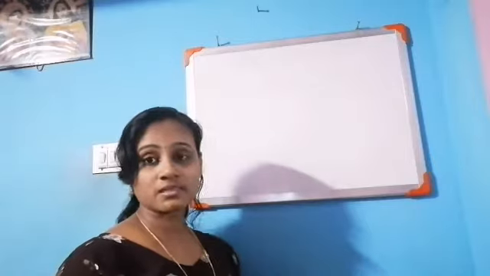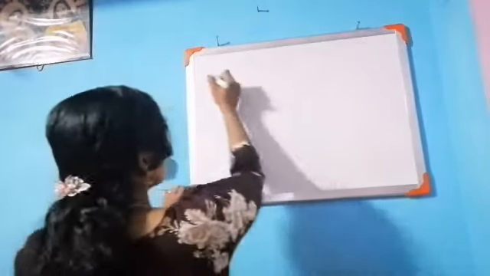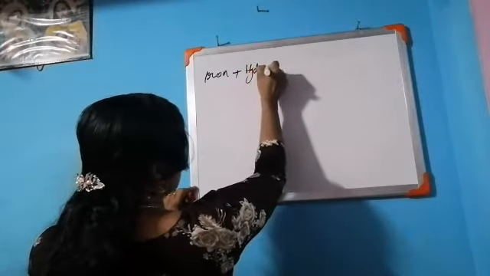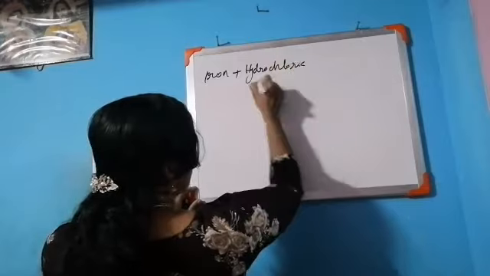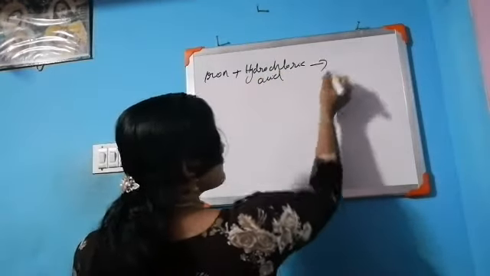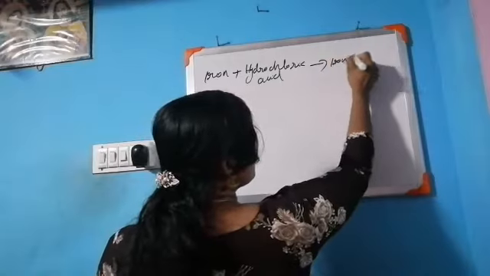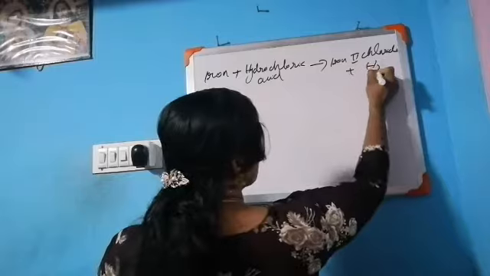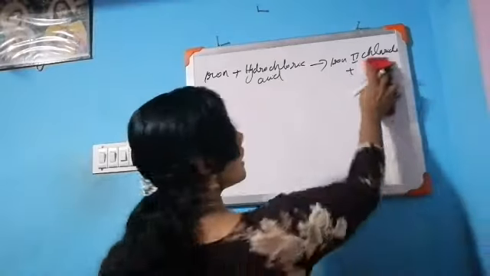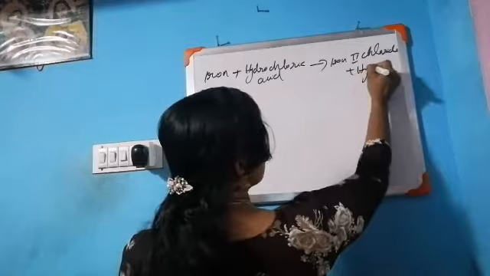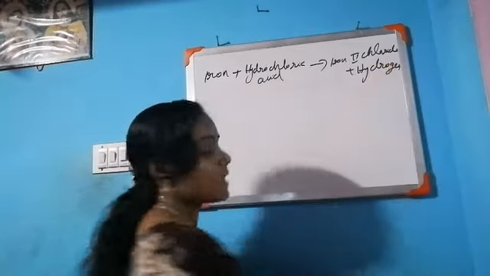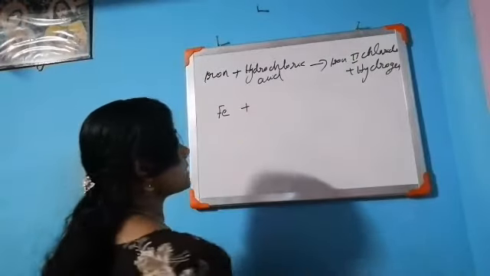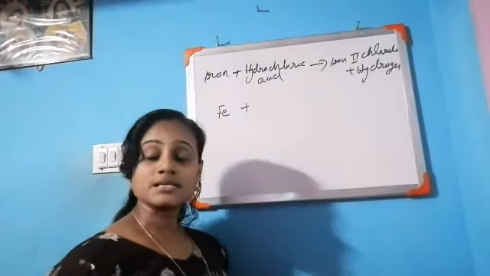Iron reacts with hydrochloric acid to form iron 2 chloride and hydrogen. Iron symbol Fe plus hydrochloric acid, that is HCl.